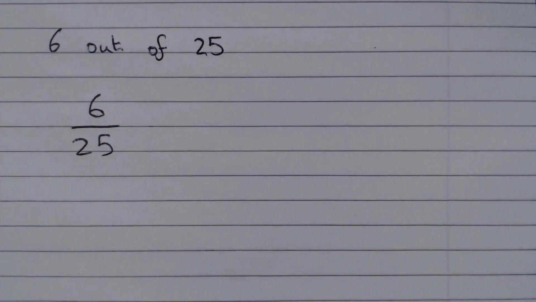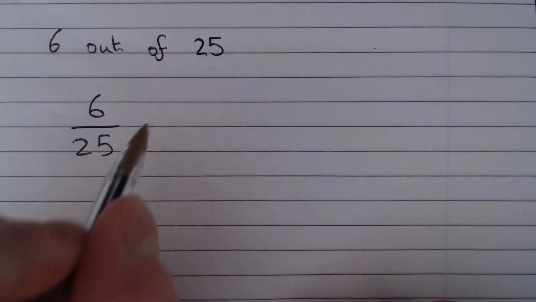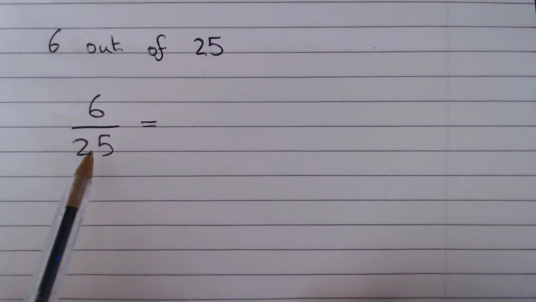The best way to do this is to notice that this denominator here is 25. And we know that 4 times 25 is 100, and percentages are always out of 100. So if we can get that bottom to say 100, then we'll have our percentage on the top. Now remember with fractions, if we multiply the numerator and denominator by the same number, the fraction doesn't change. So let's multiply the numerator and denominator by 4.